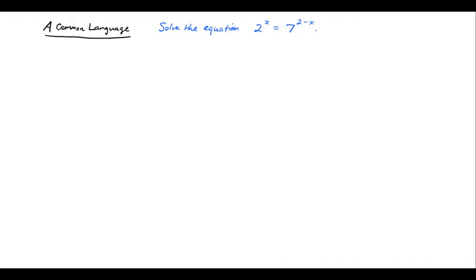In this video we're going to solve the equation 2 to the x equals 7 to the 2 minus x. Now just as a refresher, we have worked on solving exponential equations before. So this is what we did before.